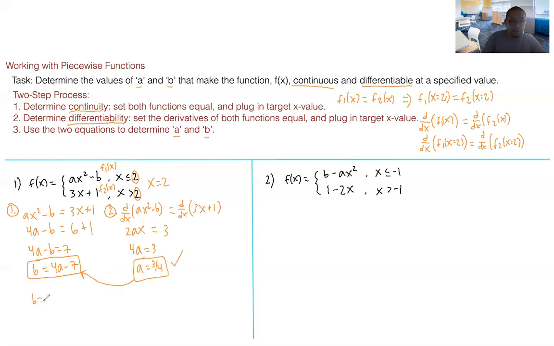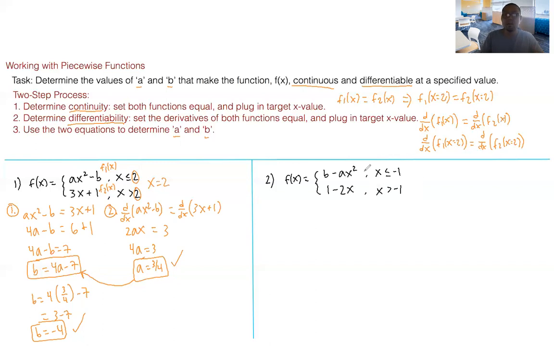So now you have b is equal to 4 times a, which we just found out is 3/4, minus 7. This turns out being 3 minus 7. So b ends up being -4. Okay? And there you go. You found a, you found b. Let's do it one more time in here, and feel free to pause the video and try it yourself if you'd like. Okay? So again, we have two equations, 1, 2, defined over different parts of our interval.